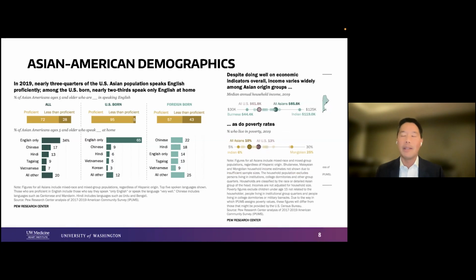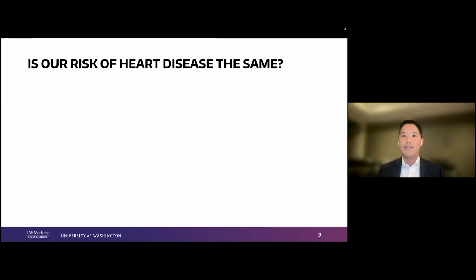Other things that are very important is that we tend to view Asians as being economically very healthy in terms of income levels, which is true that Asians overall have an income about $86,000 per year, which far exceeds the US average of 62,000. But you can see that there are tremendous disparities. So Indians on average earn much higher incomes of 119,000, whereas Burmese and many of the Southeast Asians actually have income levels that are lower than the median annual income in the United States. So again, there are disparities in terms of overall economic indicators among the different Asian subgroups that frequently does not get discussed. So I think it's really important to understand, is our risk of heart disease the same?